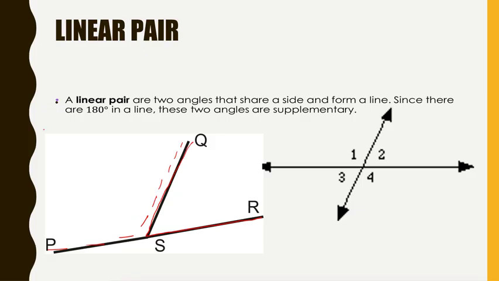So these two angles, let's write this out. Angle PSQ plus angle QSR equals 180. Okay, this is a straight line. Those two angles form 180 degrees.